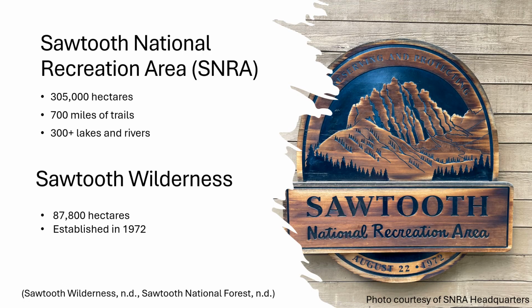The Sawtooth National Recreation Area and Sawtooth Wilderness Area are both special status areas that are federally protected and managed as such. According to the Sawtooth National Recreation Area website, the S.N.R.A. is just over 300,000 hectares and features over 700 miles of trails and more than 300 lakes. The Sawtooth Wilderness is just over 87,000 hectares and is part of the S.N.R.A.